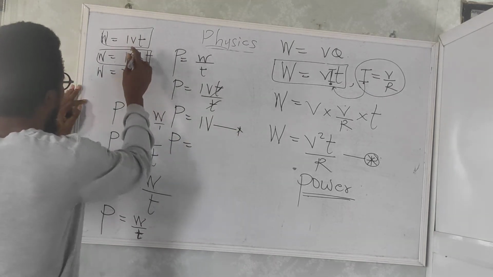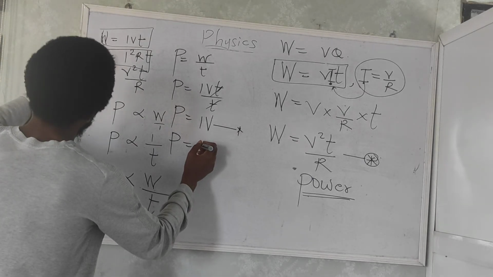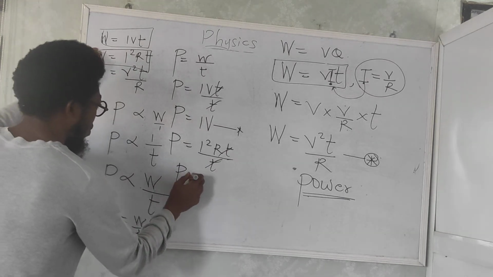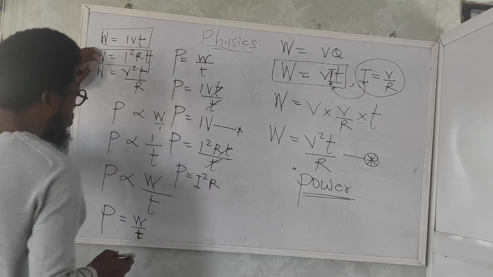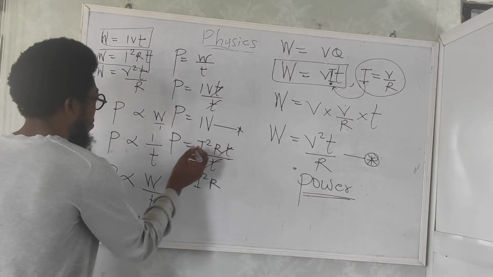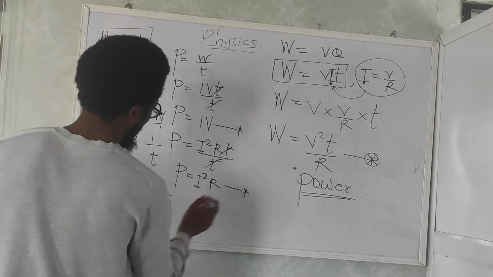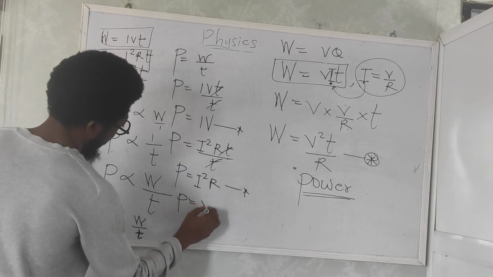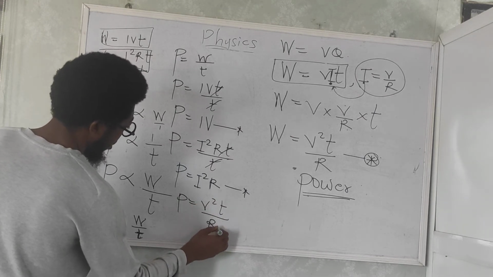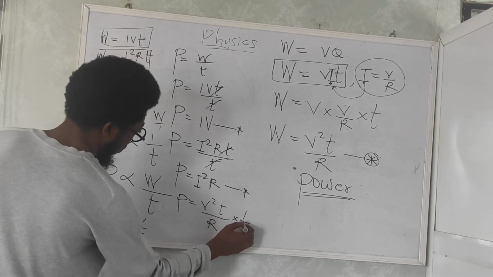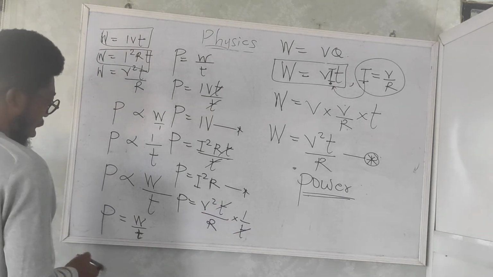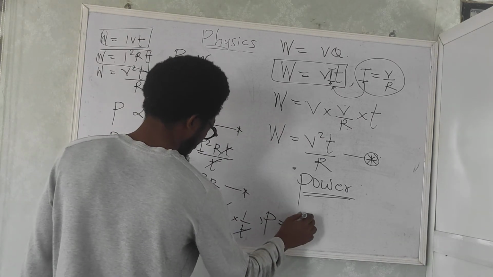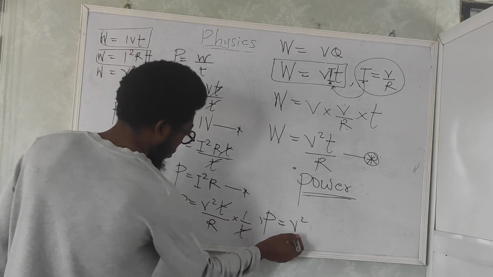Let's get another formula for power. Another formula for work is I squared RT divided by time. So power equals I squared R. You are just removing time away, so you get another important equation. According to the third one, power equals work over time, that is V squared T over R, then over time means times 1 over time. Time cancels time, and then power is now equal to V squared over R.